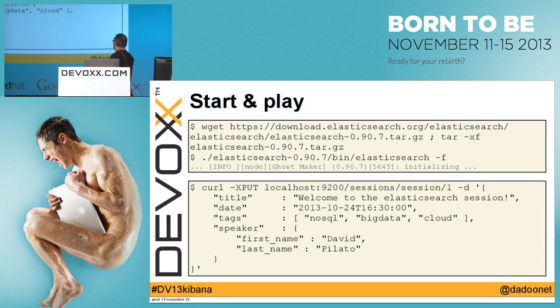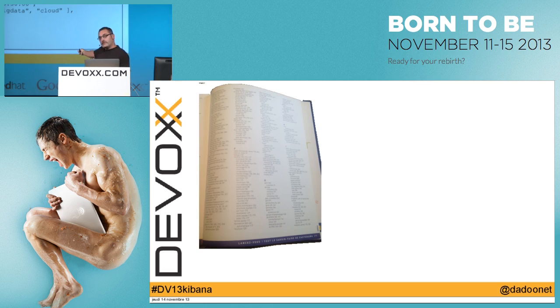So what I'm doing here, I'm indexing a document of type session in an index we call sessions. And this document has many fields. So we have a title, a date, an array of tags, and then a first name for the speaker and a last name, which are inner attributes. So what we do with that document, we index that document.